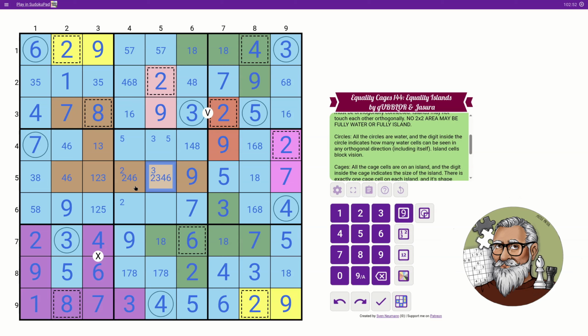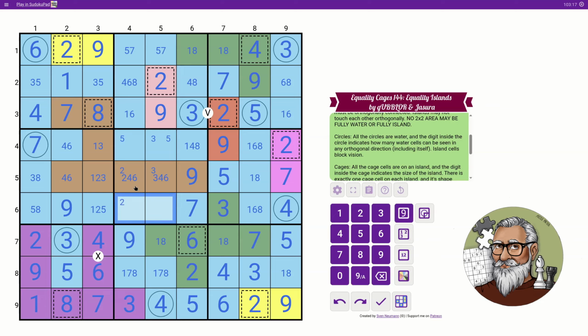Not sure how that helps. No, this one isn't 2. Okay. Must be something similar though. I'm missing some Sudoku pencil mark or so.